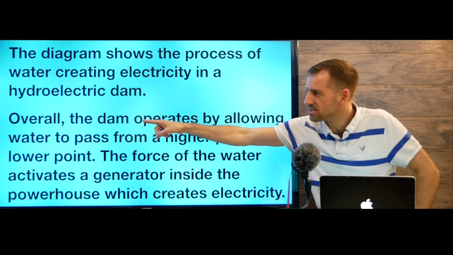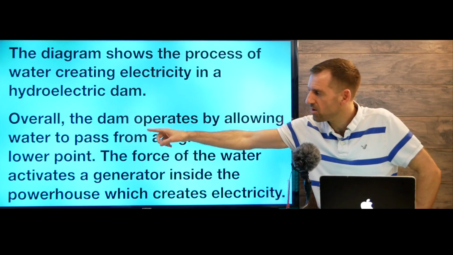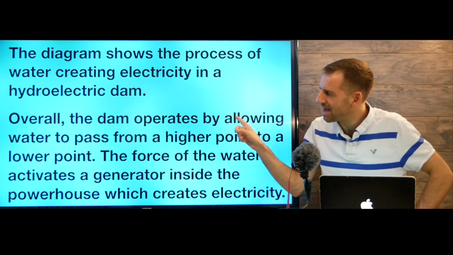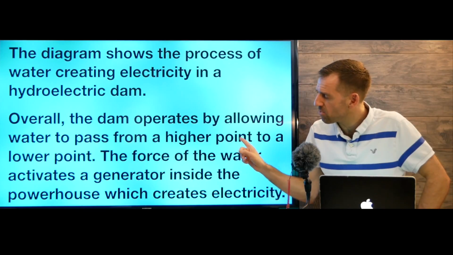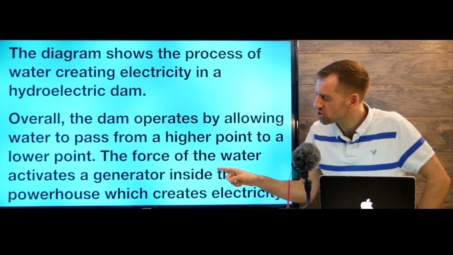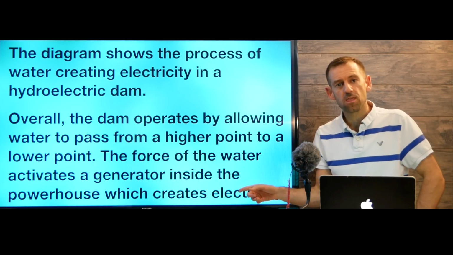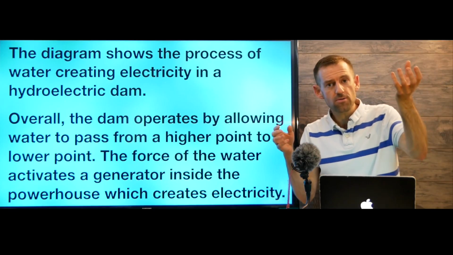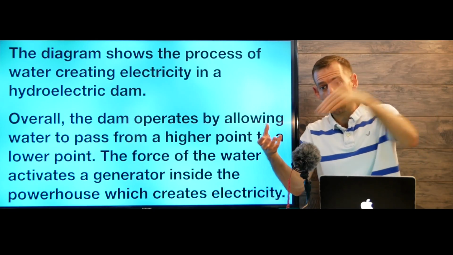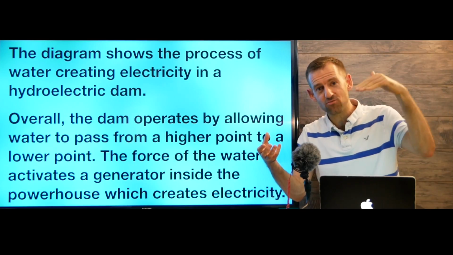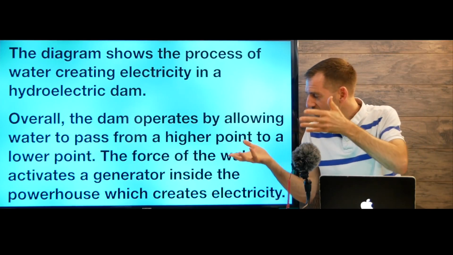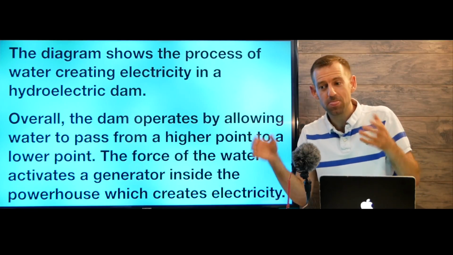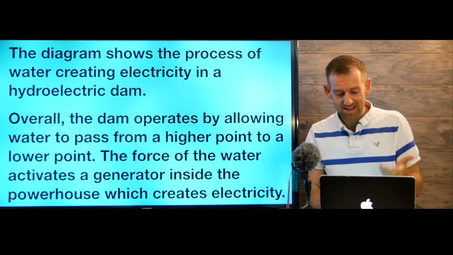Okay, it's good to start this paragraph with the word overall. Okay, overall, the dam operates by allowing water to pass from a higher point to a lower point. The force of the water activates a generator inside the powerhouse, which creates electricity. Okay, so this is just generally what is happening. How does this work? Well, water moves from a high place to a lower place, right? And that force of water, what does it do? It somehow creates the electricity. Okay, so that's the general trend in the diagram.